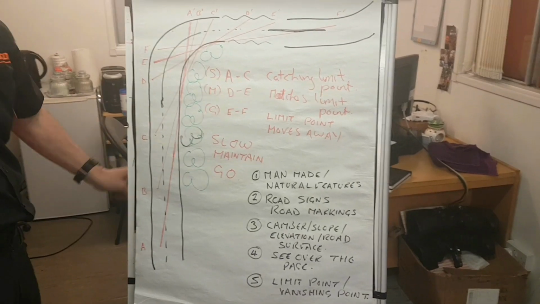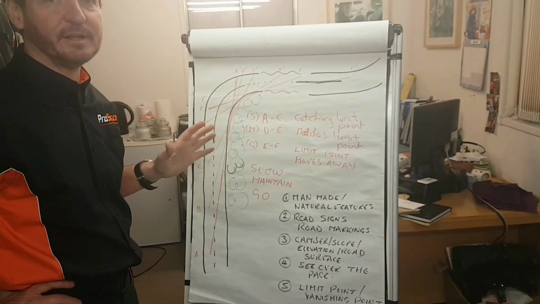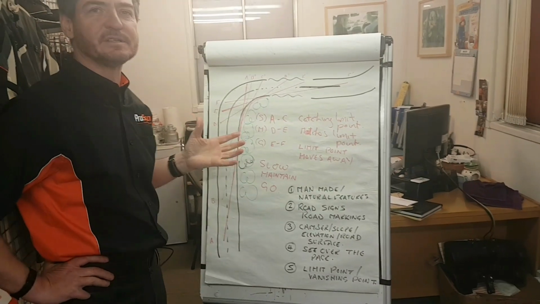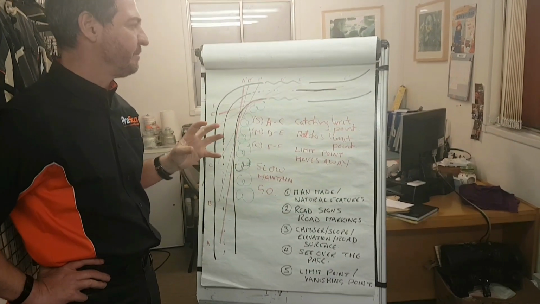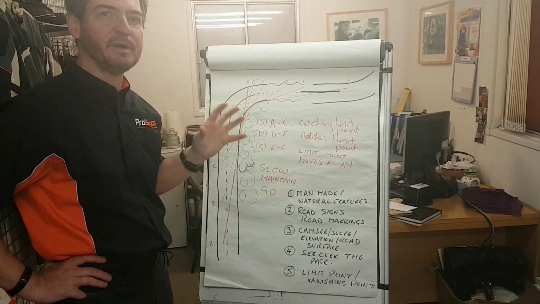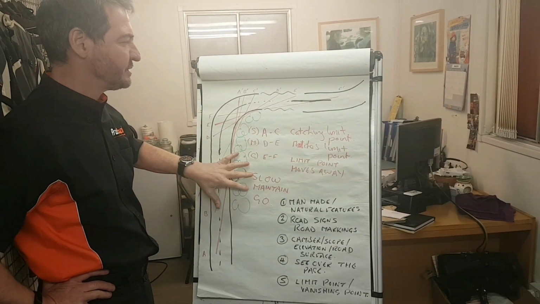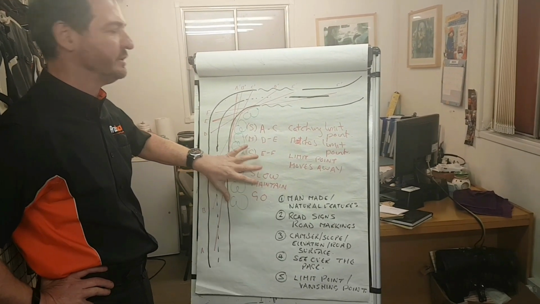Okay, right then. So I said that I was going to explain what the vanishing point and limit point is, and it's one of those things that over the years a lot of students have got quite confused about. So I've developed a system to help them to understand what it means and what it's doing.